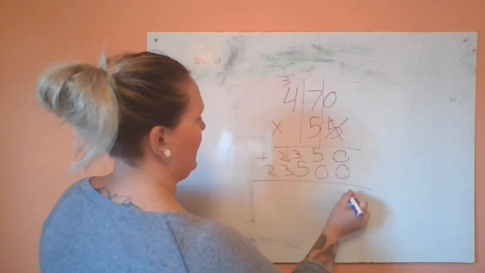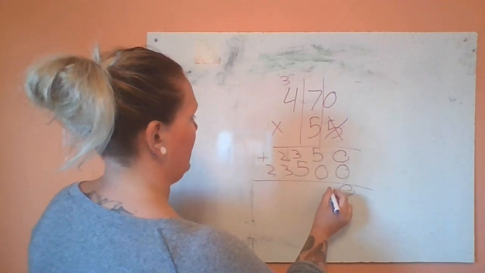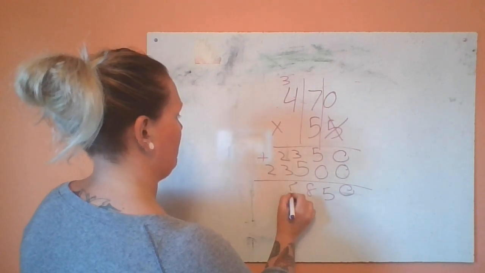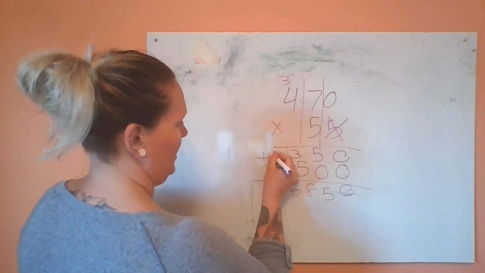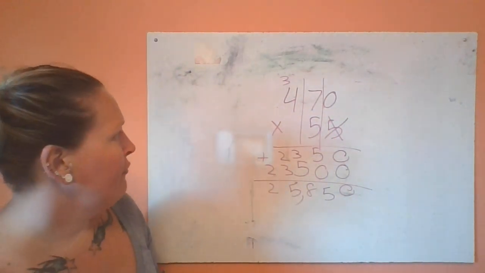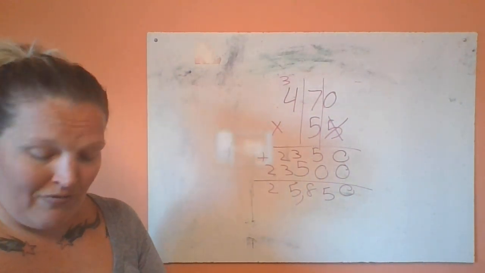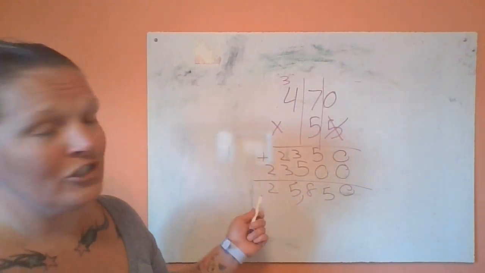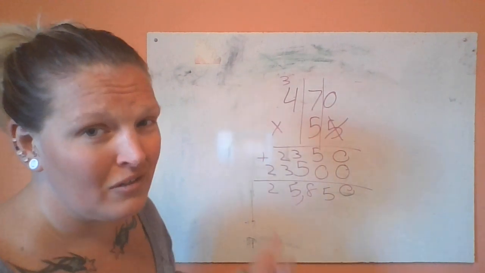Let's add our numbers together. 0 plus 0, 5 plus 0 is 5, 3 plus 5 is 8, 2 plus 3 is 5, and then there's nothing up here, so we just bring our 2 down for an answer of 25,850. How did you guys do on this one? Did you skip count with me? I really hope you did.